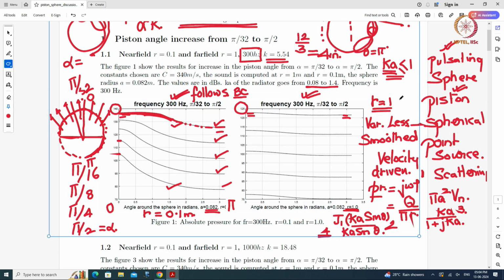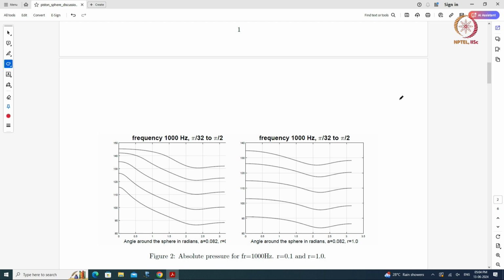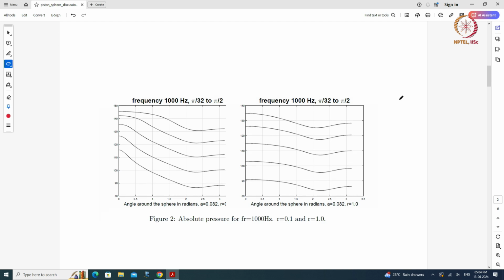Now if we move a little higher in frequency, this is 1000 Hertz. The left side is r equal to 0.1, near field, and the right side is r equal to 1, far field, as mentioned here, and the frequency has gone up.